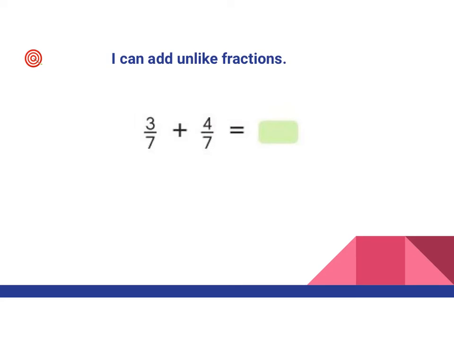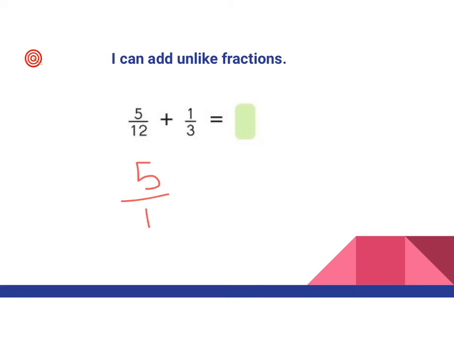What's 3 sevenths plus 4 sevenths? Since these are already like fractions, all I need to do is add the numerators. 7 sevenths. This also means 1 whole. Okay, final practice problem. What's the answer to this? Solve and then come back and check.